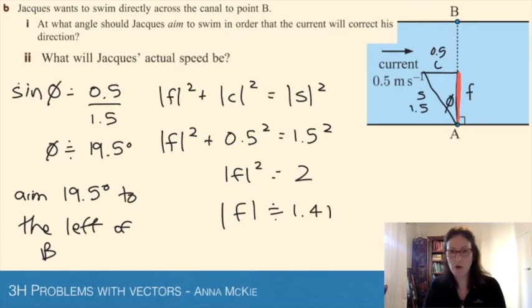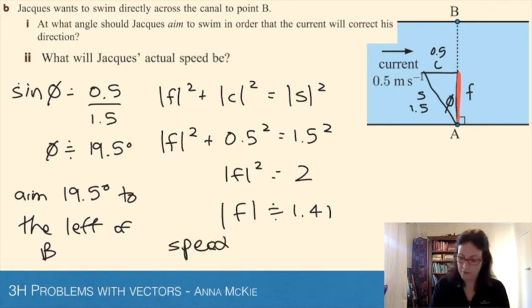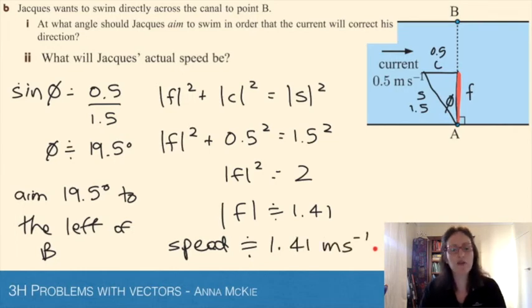What units is that? So that's his speed. So the speed is approximately equal to 1.41 meters per second. Was that slower or faster than what Jacques could swim on his own? So it's slower because he has to work against the current. So his relative speed ends up being slower than him swimming directly across, which is what you'd expect. So I guess there's a little tip. If you ever get an answer there that is higher than what his speed would be without the current, that should be a sign to you that you've done something wrong.